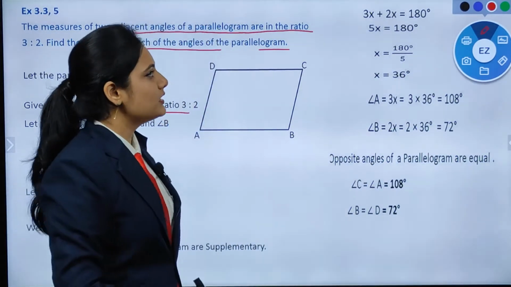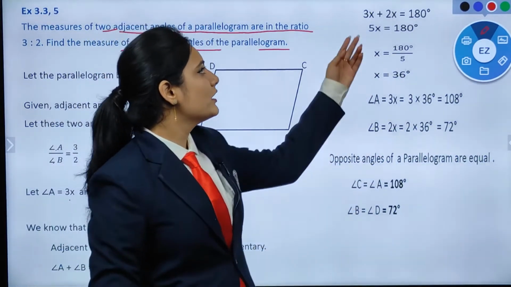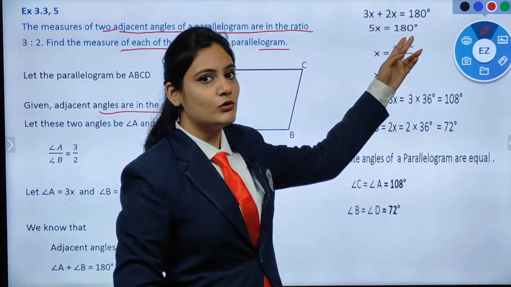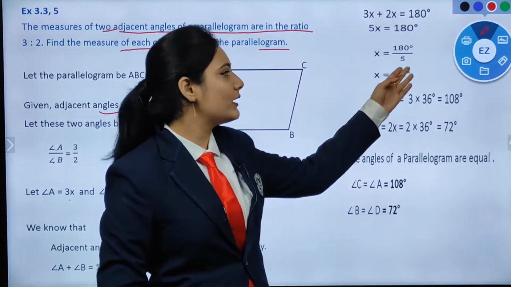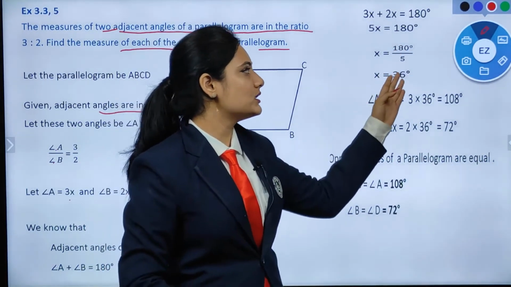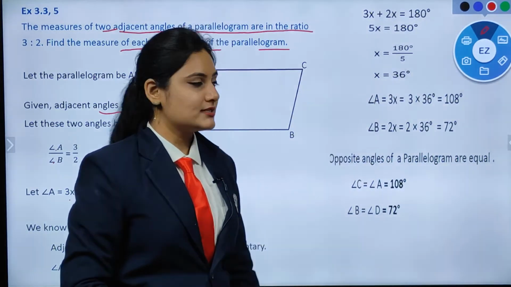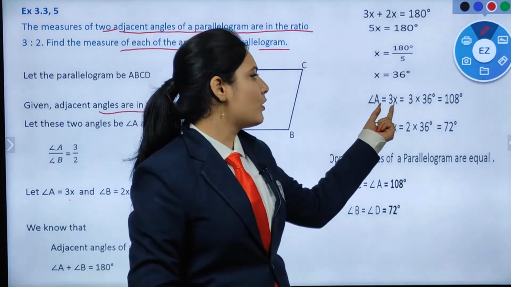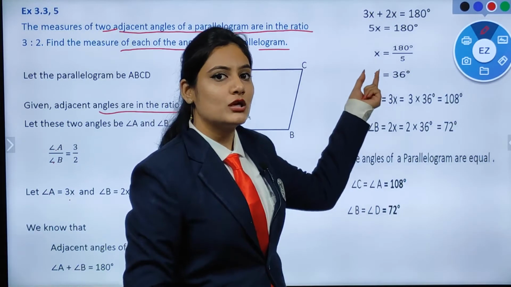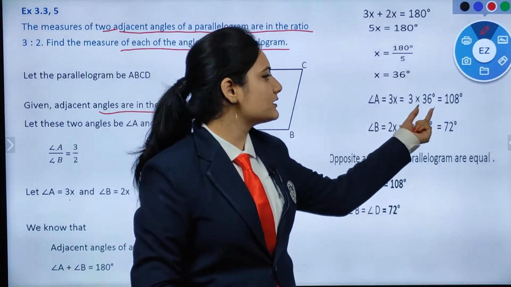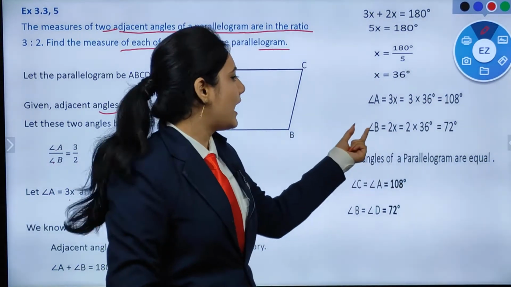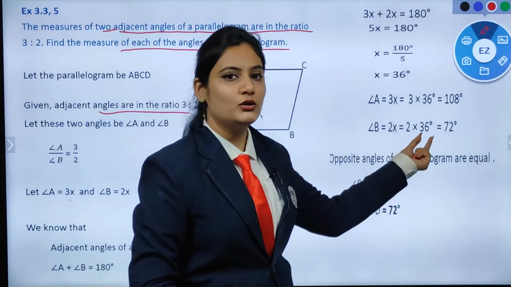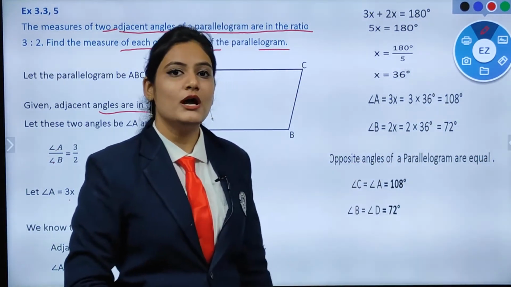So angle A plus angle B is equal to 180. So 3x plus 2x equal to 180. 5x is equal to 180 degree. So x equals 180 upon 5, which is equal to 36 degree. Now angle A is what? 3 into x. So keep the value of x. 3 into 36 equals 108. Angle B is equal to 2x. So 2 into 36 is equal to 72 degree.